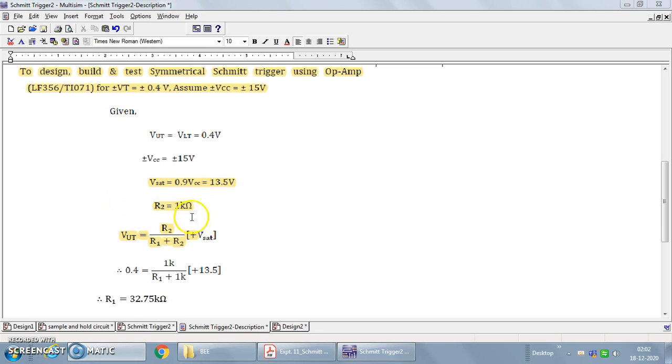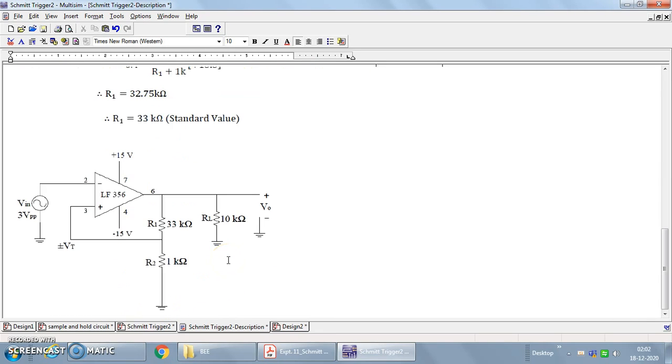Now let us choose the resistor value R2 equal to 1 kilo ohm. Then using the above formula, with the upper threshold value already set to 0.4 volt as per the design parameter and R2 equal to 1k, we have to design for the R1 value. R1 with calculations comes out to be 32.75, but let us round it to 33 kilo ohm.